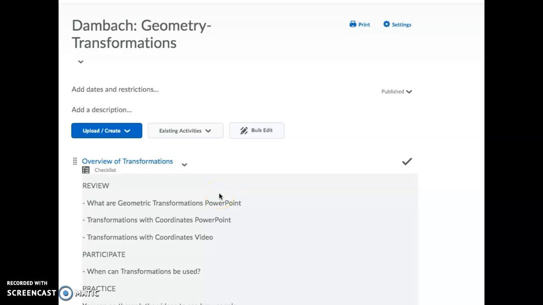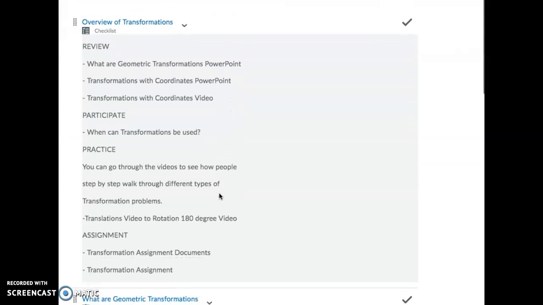Hello, I'm going to be going over my lesson plans. So as you see at the very top, I have an overview of transformations just to let the students know exactly what they need to have done.